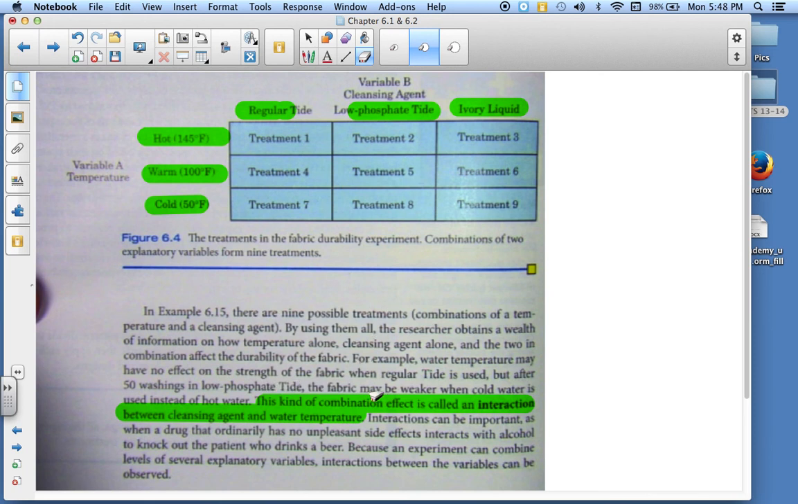This kind of combination effect is called an interaction between cleansing agent and water temperature. Interactions can be important, as when a drug that ordinarily has no unpleasant side effects interacts with alcohol to knock out the patient who drinks a beer. Because an experiment can combine levels of several explanatory variables, interactions between the variables can be observed. So you're going to have 9 observations right there.